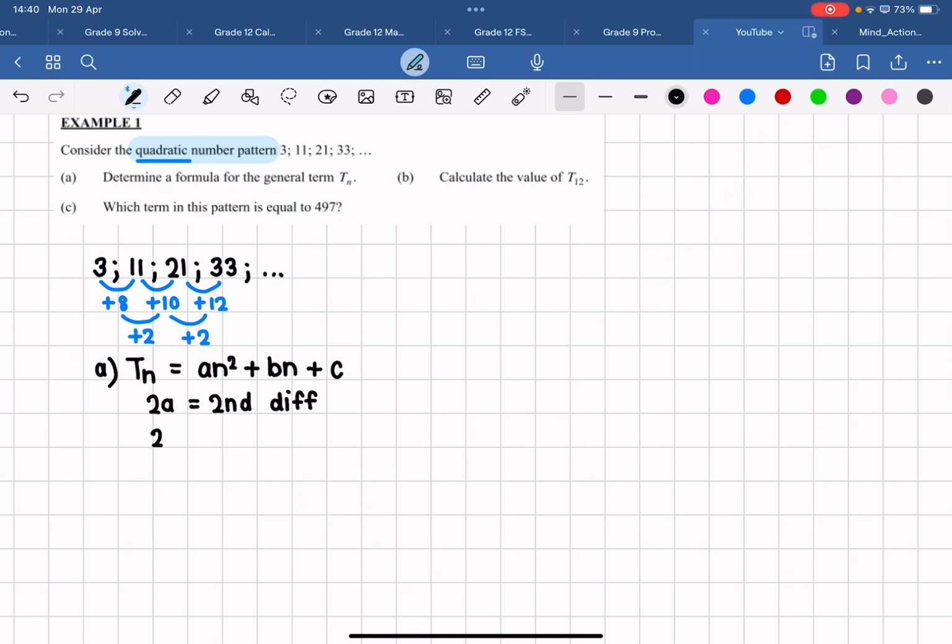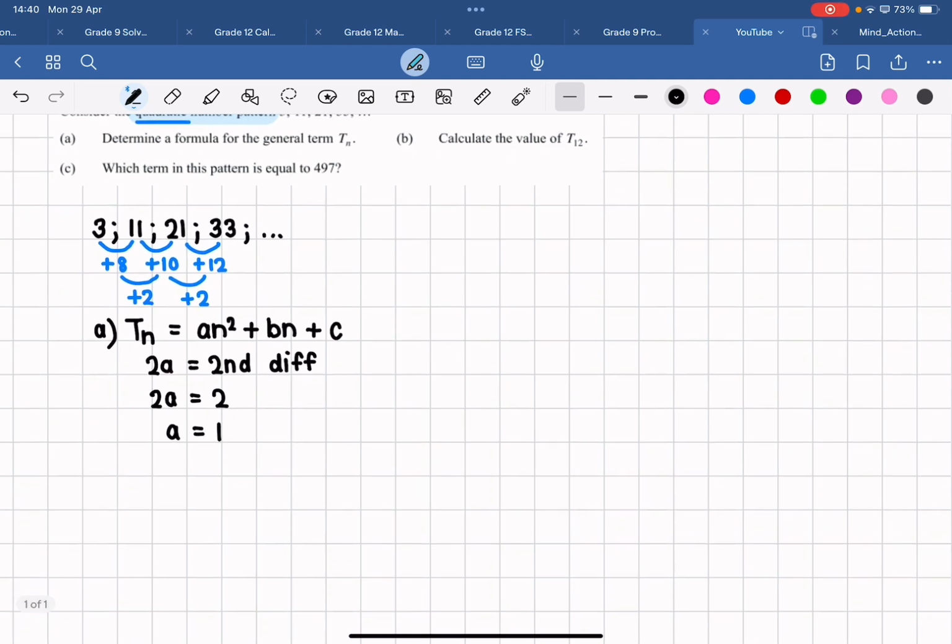So for this number pattern, our constant second difference is 2, so we're going to say that a is equal to 1. Now from here, we are going to use our second formula, which is that 3a plus b is equal to our first difference. So I'm highlighting or I'm circling it here. So that number, which is 8, now we are able to calculate this value because we know that a is 1. So from here we can see that b is going to be 8 minus 3, which is 5.